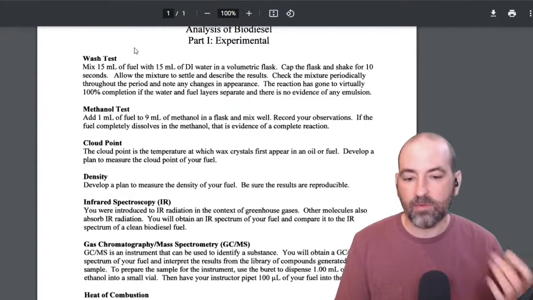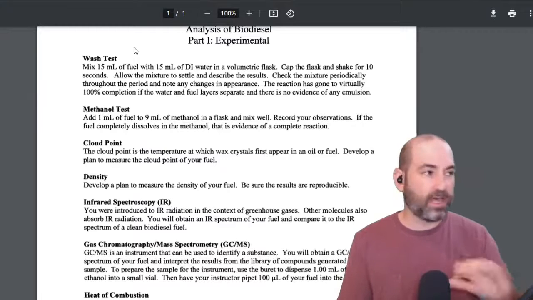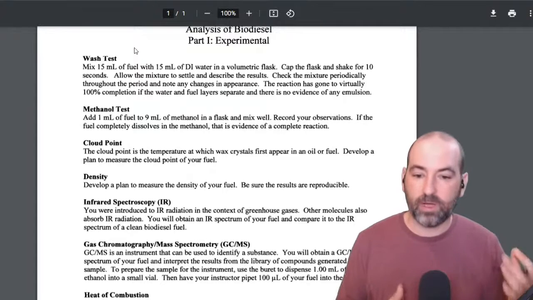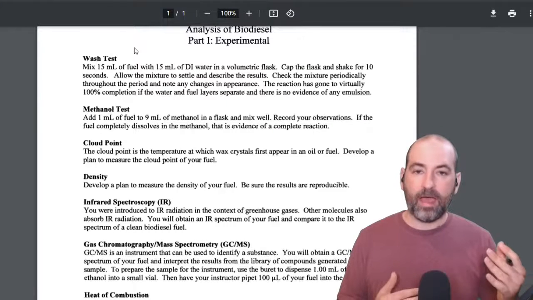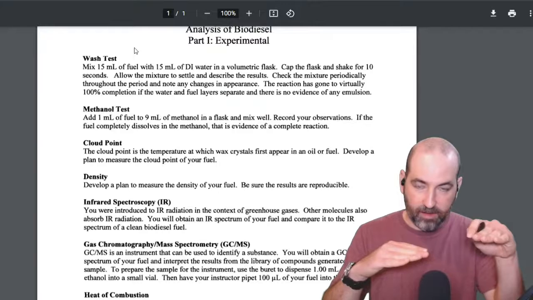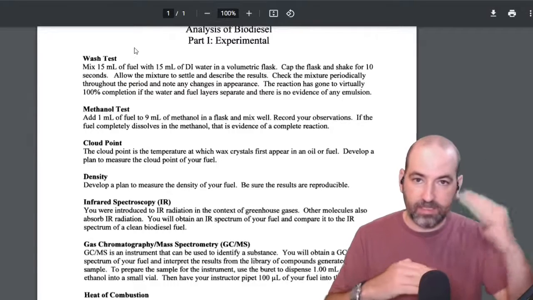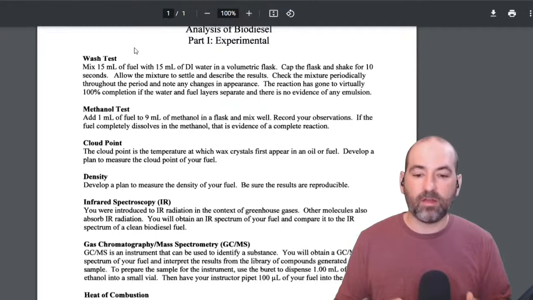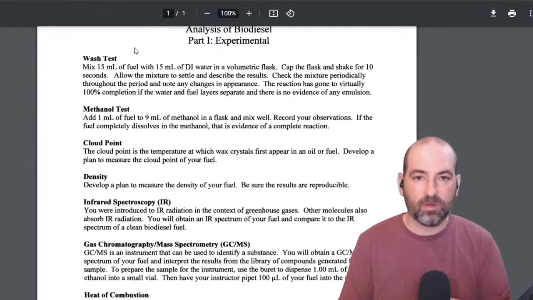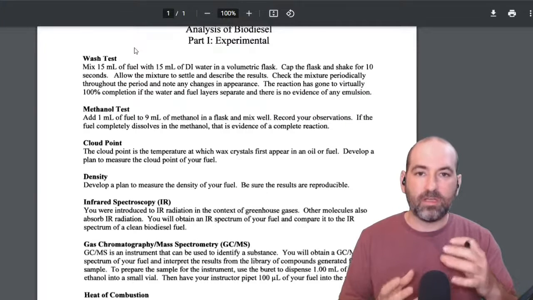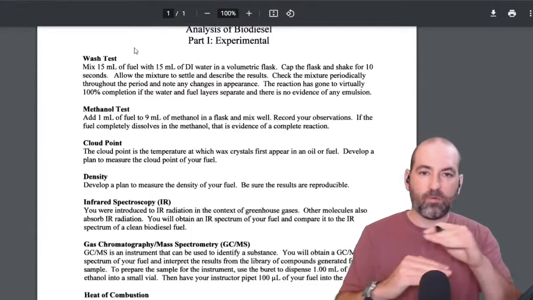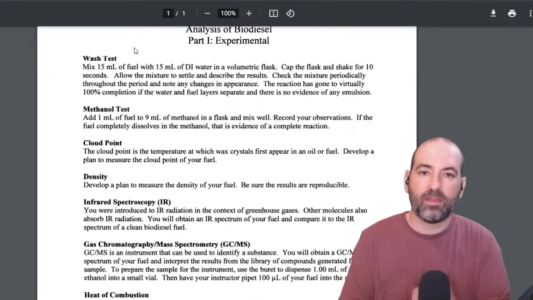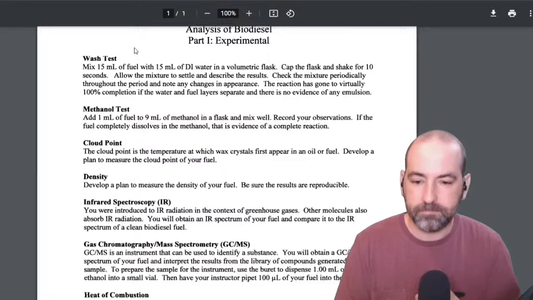So for the wash test, you're just mixing the fuel with some water in a flask and you shake it up. The reason for this is just like when you did the washing last week. If the mixture separates pretty quickly and it's a nice clean layer or a nice clean line that separates the biodiesel from the water, then we know that there aren't surfactants and other types of impurities in there. If you get a really cloudy thing with a layer of white cloudy mess in between the biodiesel and the water, then there are some impurities in there.